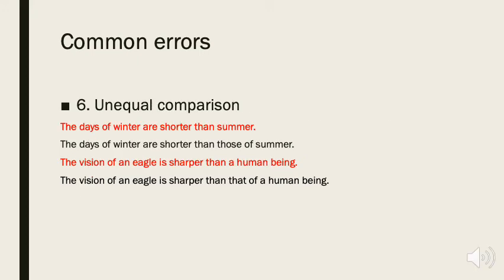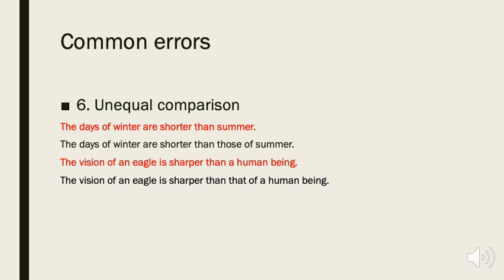Unequal comparisons would be another major area of errors with regard to the degrees of comparison. Look at the first sentence here. The days of winter are shorter than summer. What are the two things being compared here? The days of winter, and then you have summer. That is an unequal comparison. The comparison should be between the days of winter and the days of summer. So we need to rewrite that wrong sentence in this way. The days of winter are shorter than those of summer.